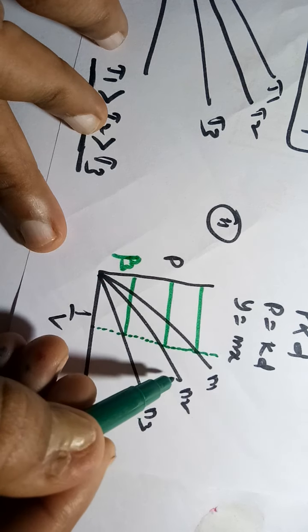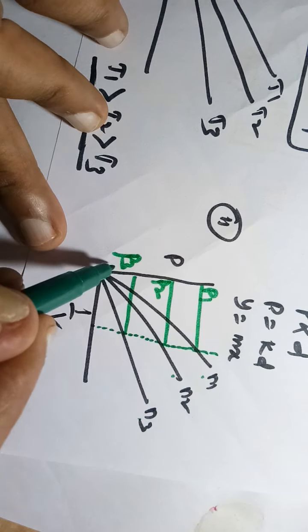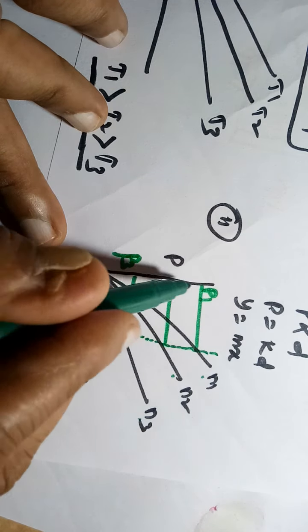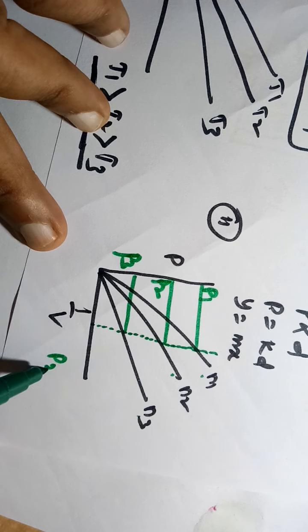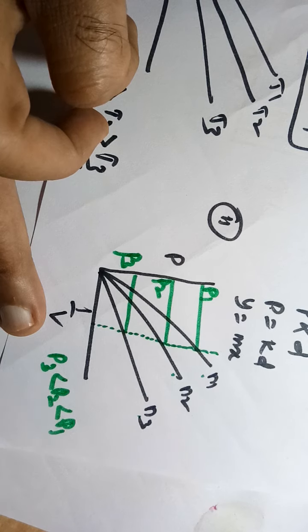So that's why for the P3 N2 graph, you can write P2. This is the N1 graph, you can write P1. So going upward on the y-axis, values increase. So P3 is less than P2, which is less than P1.